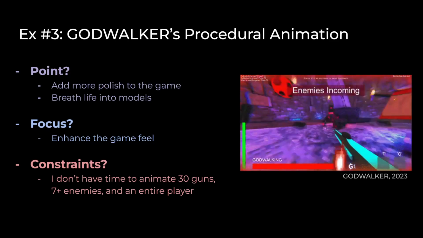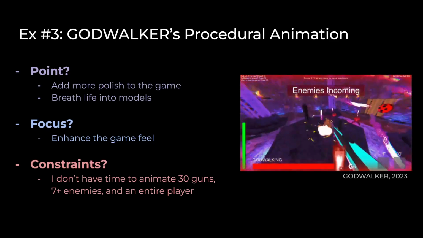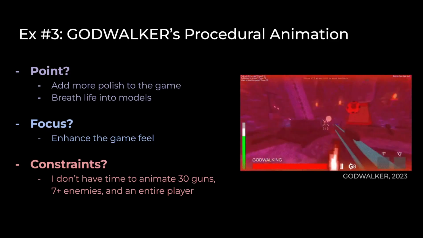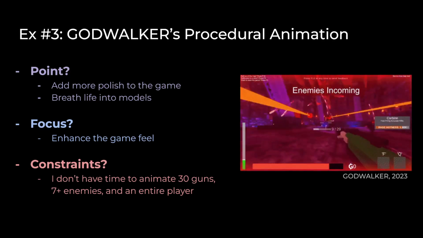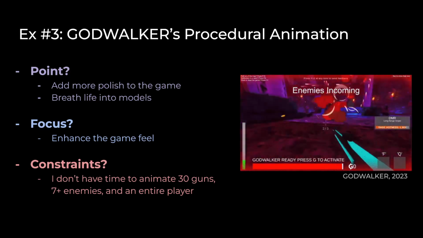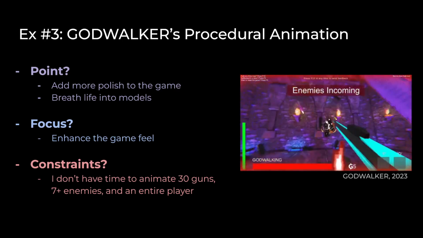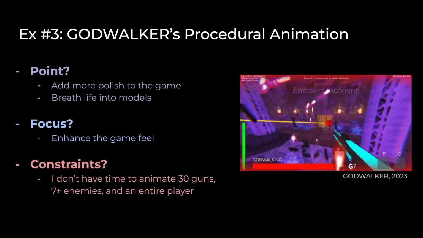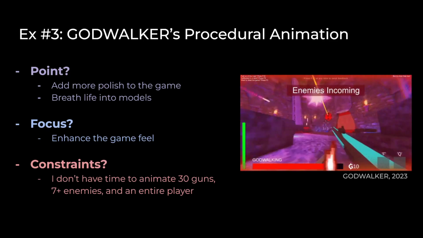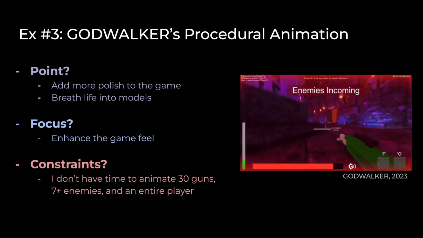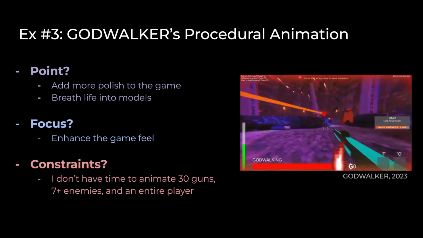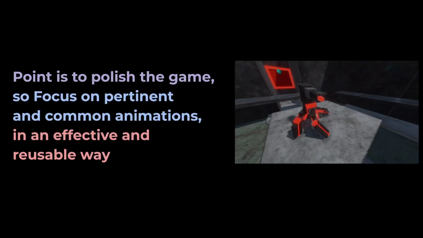Animation is something that takes a long time to get right, and even a good enough set of animations can take a very long time to make. So what's the point of this? I wanted to add more polish to Godwalker, my thesis. I felt like animations were a huge part of the game feel. The constraint was that I didn't have all this time to make all these different guns and enemies and all this stuff animated, so I had to figure out a way to work fast. So the point is to polish the game, focusing on pertinent and common animations in an effective and reusable way.